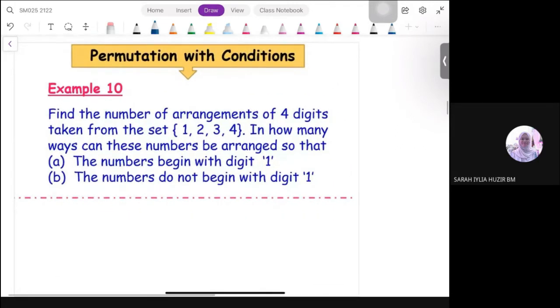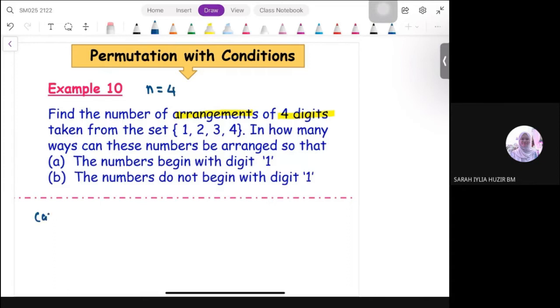Alright, so kita up level sikit. Now, we have to solve permutation with a condition. Ada certain syarat dalam soalan tu, macam mana kita nak susun. Okay, example 10. Find the number of arrangements of 4 digits. Okay, arrangement. So it's permutation. 4 digits, that is our n, taken from the set 1, 2, 3, and 4. How many ways can the number be arranged so that, for the first case, the number begins with digit 1. Okay, and n in this case is 4.